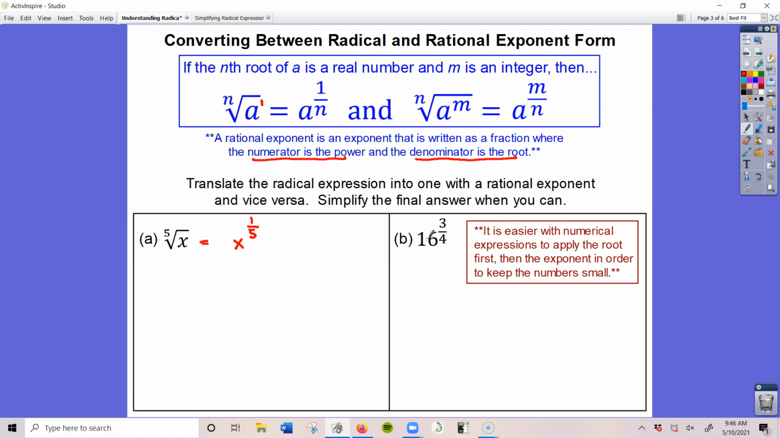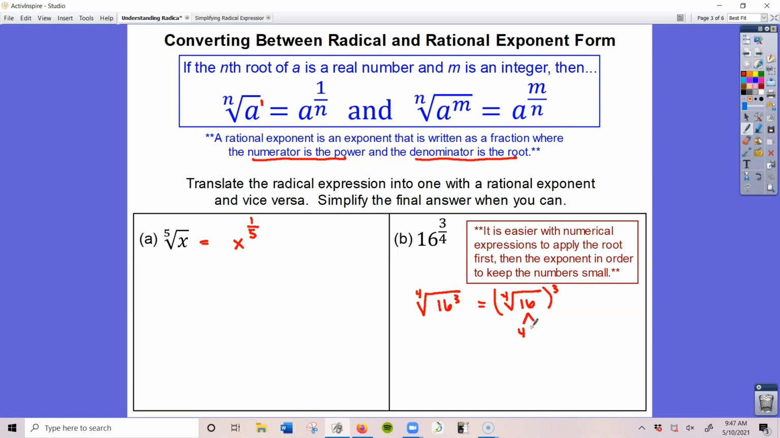Now here, this is 16 raised to the 3 over 4. So I'm going to rewrite this as a radical expression, which would be the 4th root of 16 raised to the 3rd. Now you can choose to write it like this, or you can even choose to write it like this, where the entire root is raised to the 3rd power. Either way would be correct. But if we're going to simplify this, because the whole goal is to simplify, it's a lot easier to simplify the root first and then apply the exponent. So let's try that out.